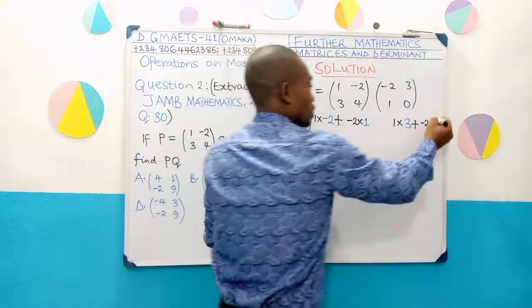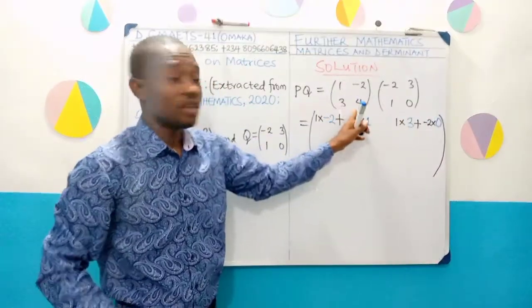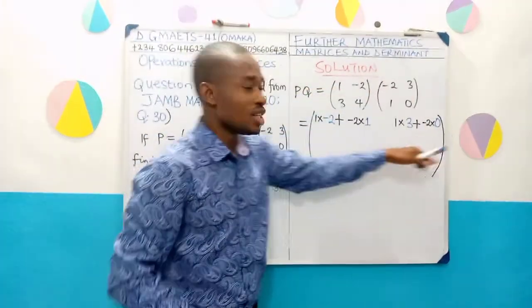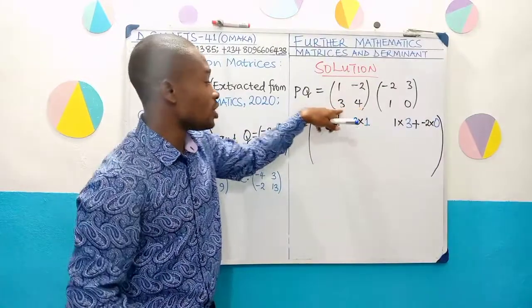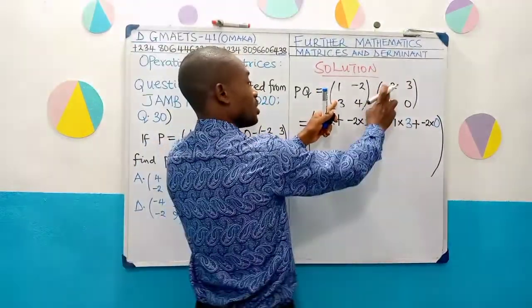That's what we do. Now we're going to be quick doing the second row here. The first row has done its work, so we go for the second row. It's going to be this row times this column, this row times this column. So let's go. First element from here times this.